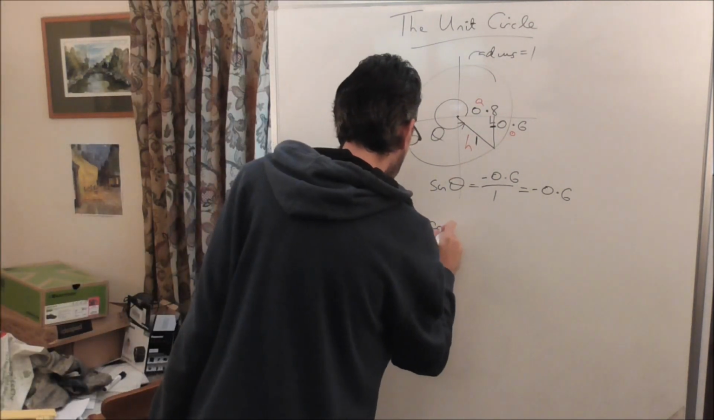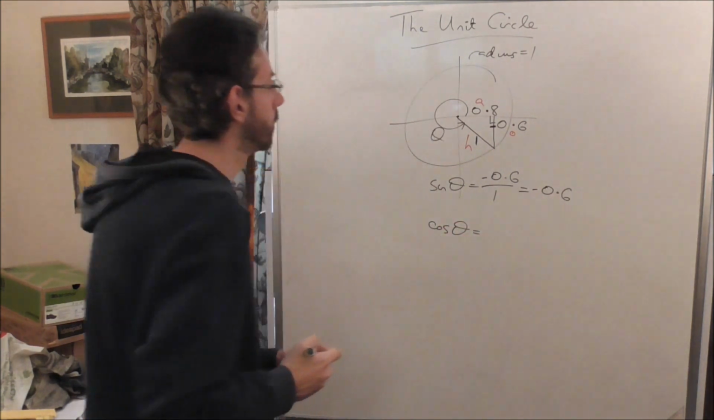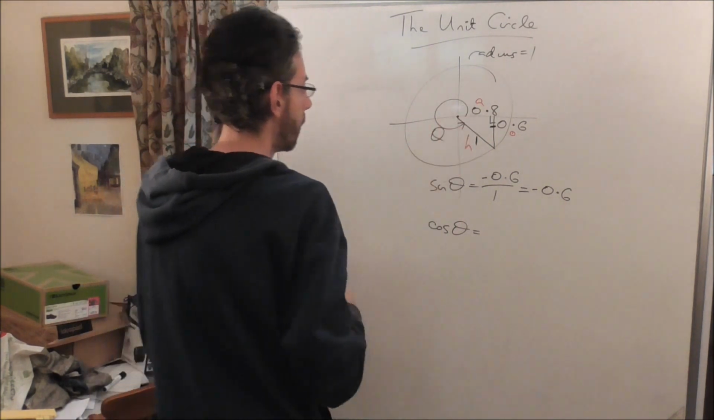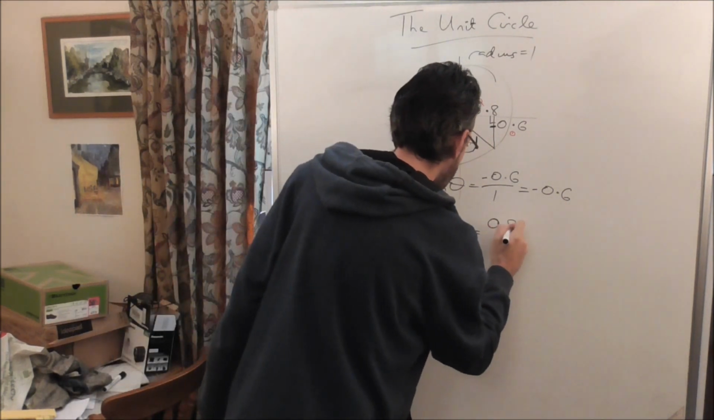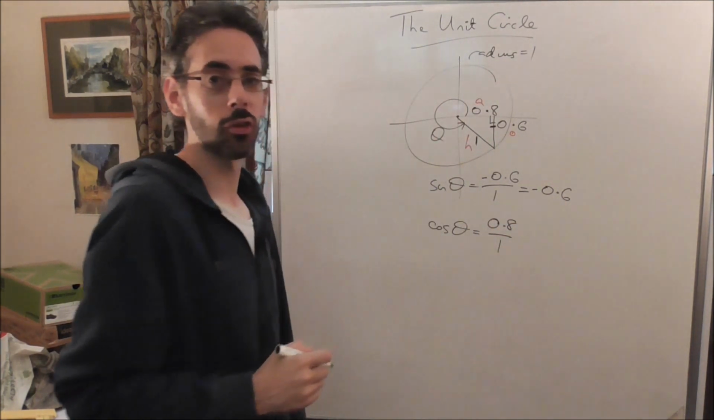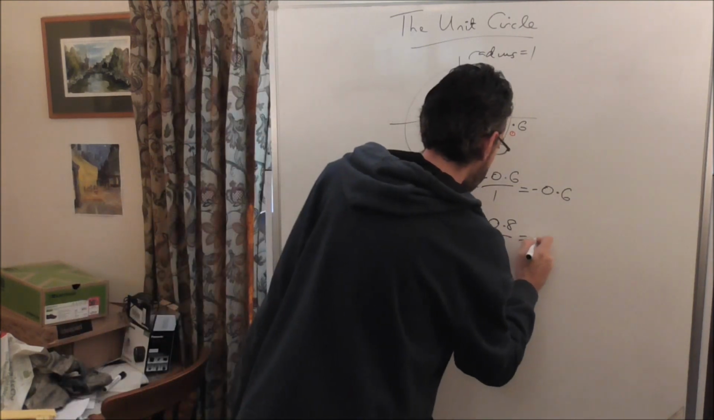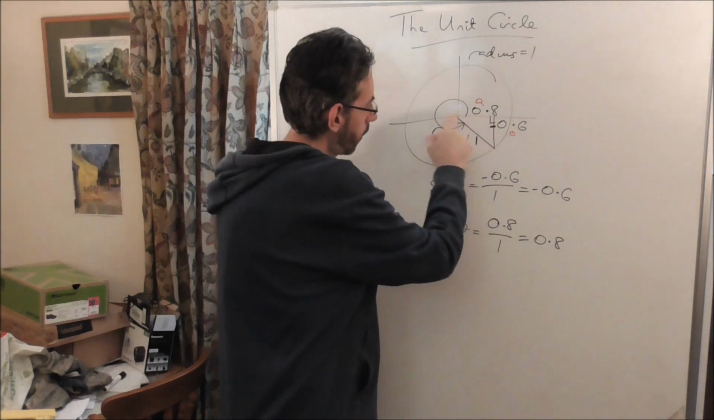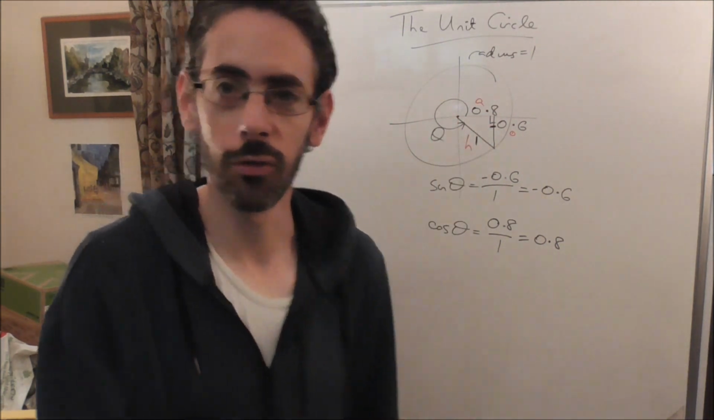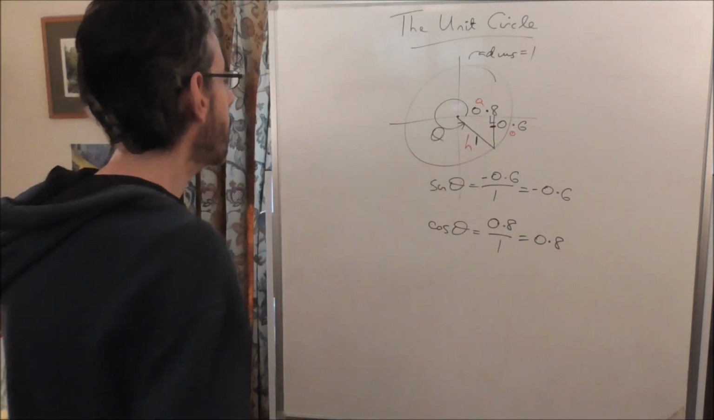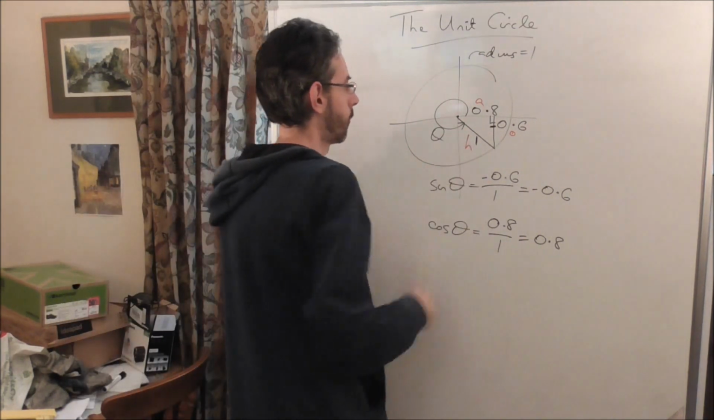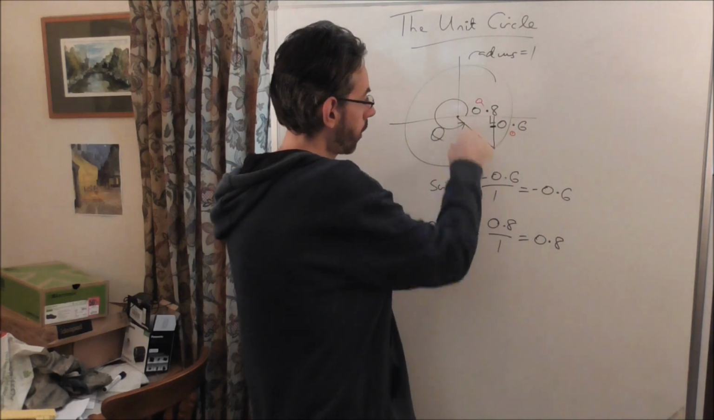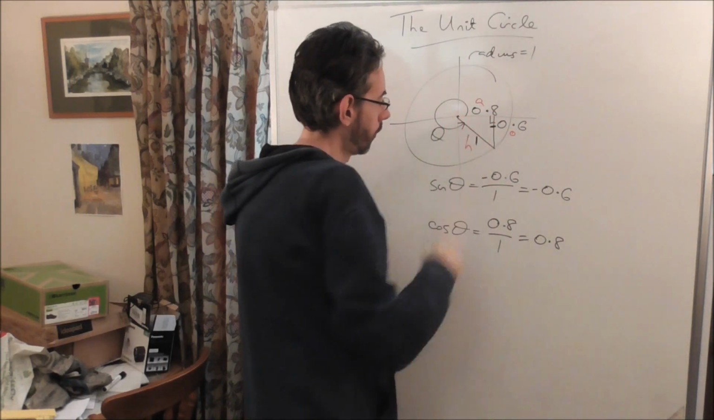Let's see what I get for cos theta. Cos theta is adjacent over hypotenuse, which is 0.8 divided by 1. Well, that's just 0.8. So cos theta is just this length here. It's just the adjacent side. It's sort of like the base of the triangle. So when you draw the angle inside a unit circle, sine and cos are just lengths on the triangle. This is sine theta and this is cos theta.